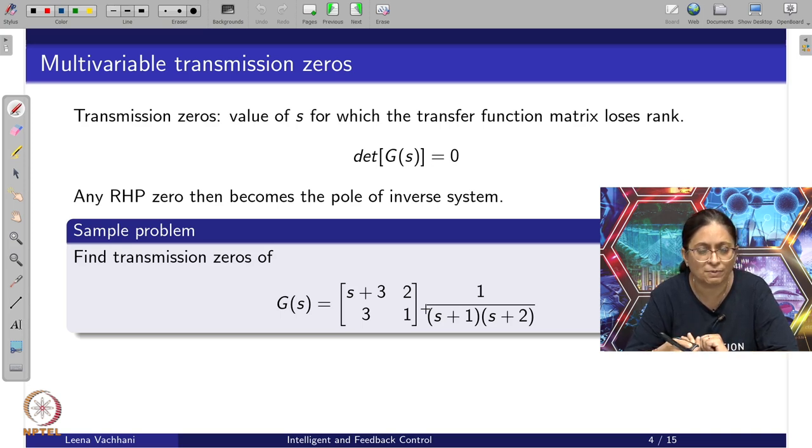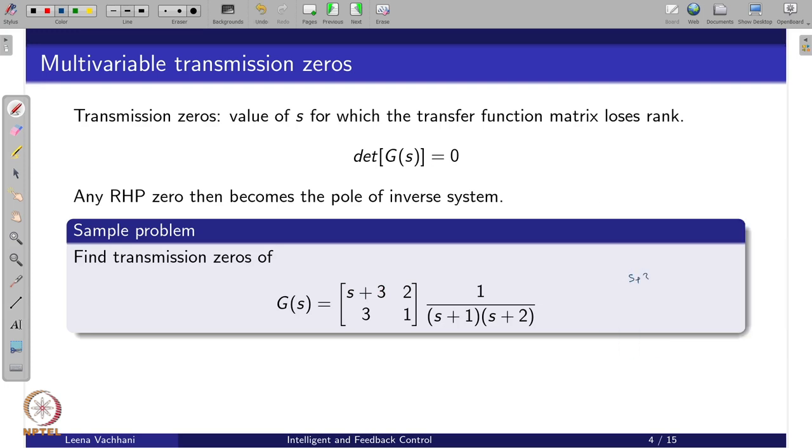For example, if this particular transfer function G of s has s plus 3, 2, 3, 1, whereas all the poles of all the four transfer functions of the system are the same. By the way, this is a 2 input 2 output system, and that is why the G of s turns out to be of 2 cross 2 matrix form. But the first transfer function, which is between input U1 and output Y1, has a zero at s equal to minus 3, which is on the left hand side. Fair enough. But when we try to get the determinant of G of s, what we get here is s plus 3 minus 6 equals 0, when we consider finding out where the transmission zero is.